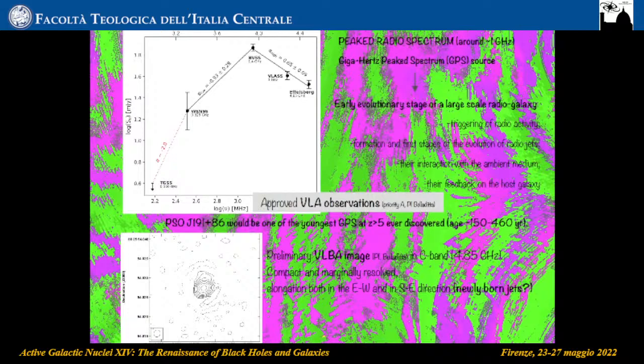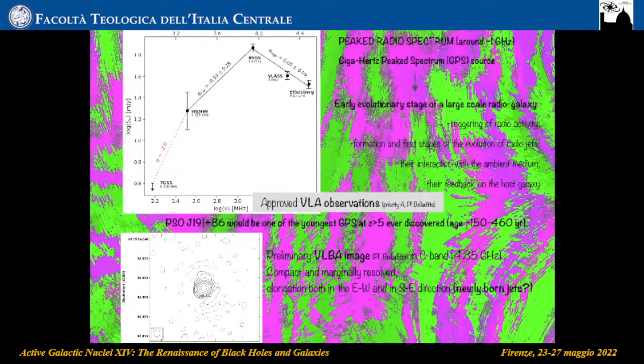But since variability could affect what we observe in the radio band, we have an approved VLA follow-up over a wide range of frequencies to confirm or not the turnover. If this turnover is confirmed, this source will be one of the youngest GPS at redshift above 5 ever discovered. We also have a VLBA follow-up to reveal the parsec-scale structure of the source.